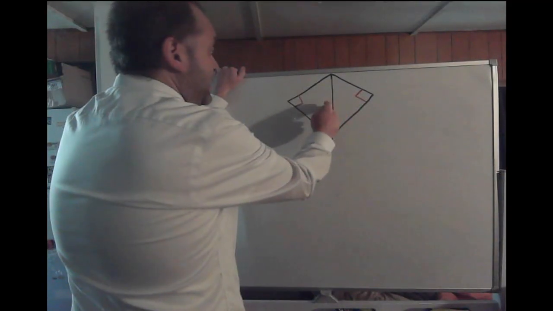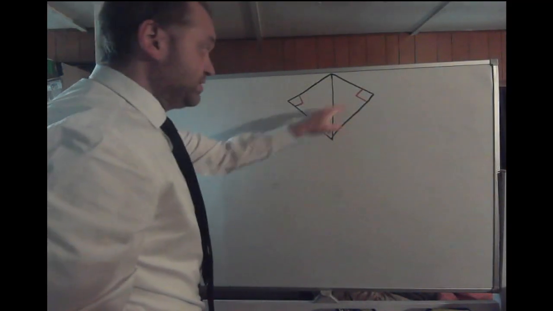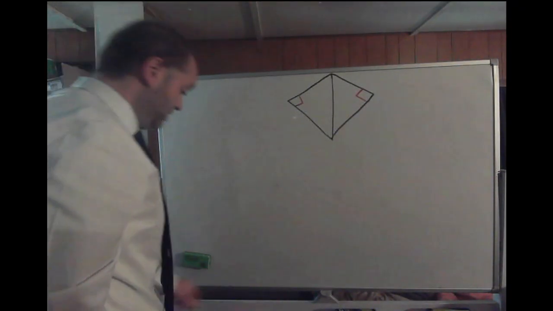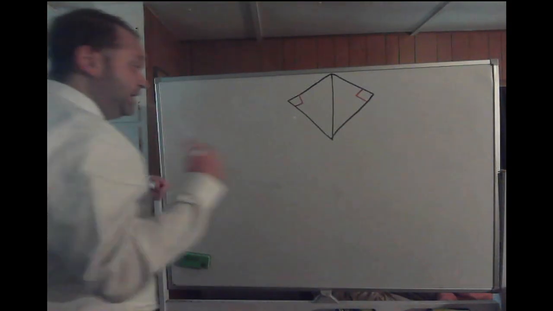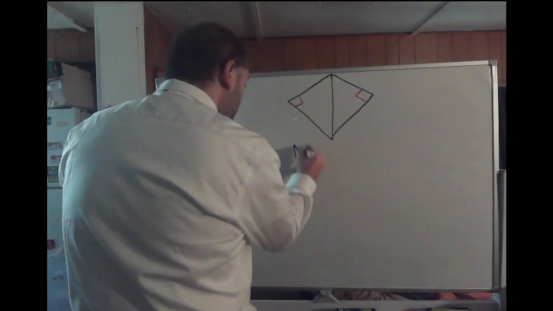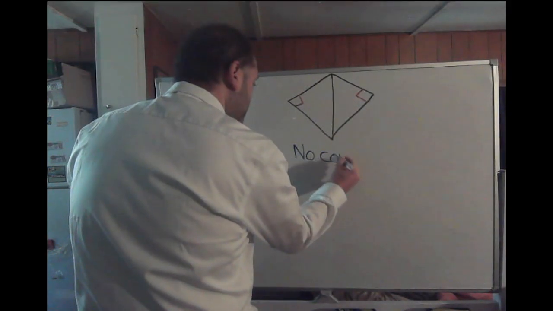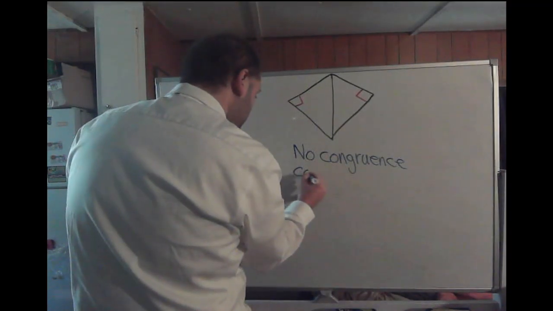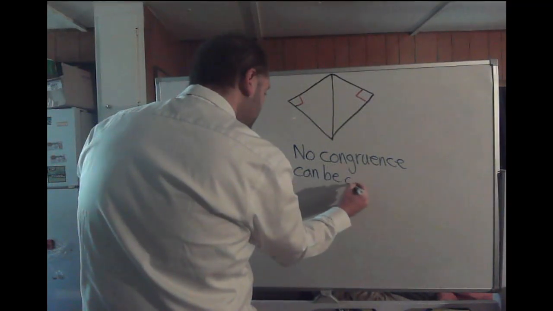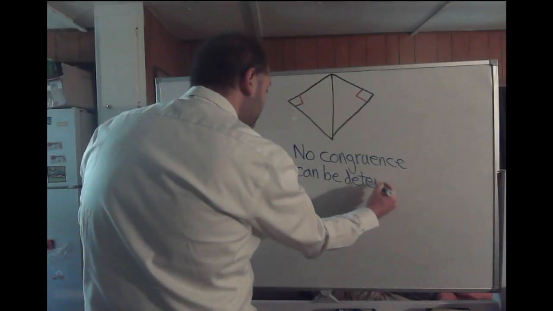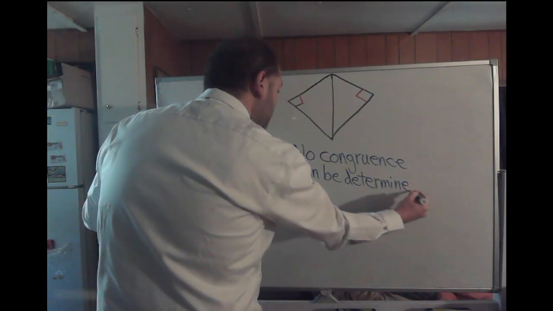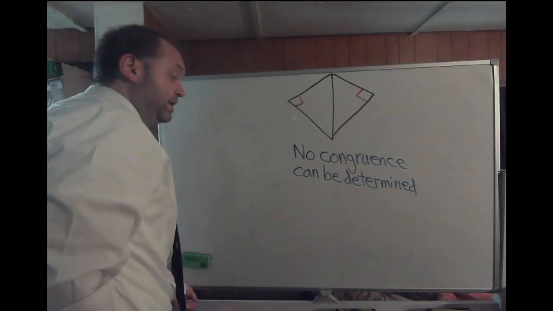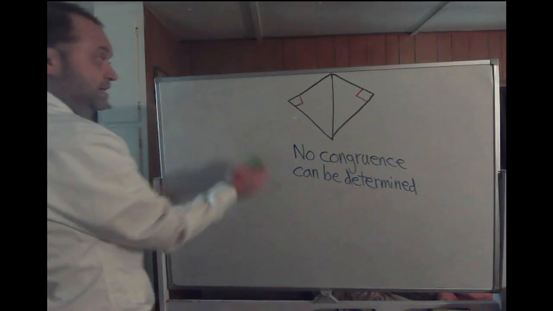All we know is that the hypotenuses are congruent since they share the same hypotenuse. We know nothing about the other sides. We know nothing about the other angles. All we know is they share the same hypotenuse. So, in other words, we can't deduce a congruence. So, no congruence can be determined. So in this case, only because we know the hypotenuse is congruent, and that's all we know, no congruence can be determined.